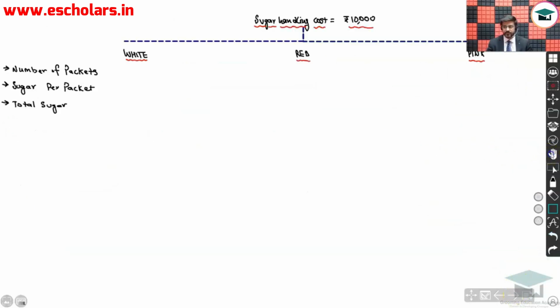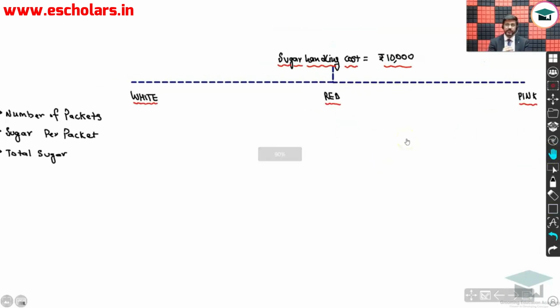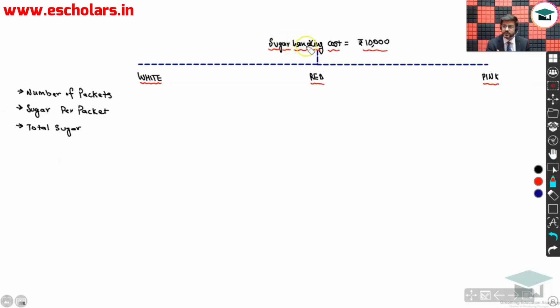Now let's see the same example but from a different perspective, and once we are done with this same example from a different perspective, we will compare it with what we did earlier. So how much was our sugar handling cost? 10,000 rupees. Very good. How many types of products do we have? We have 3 types of product. You can see white, red and pink.